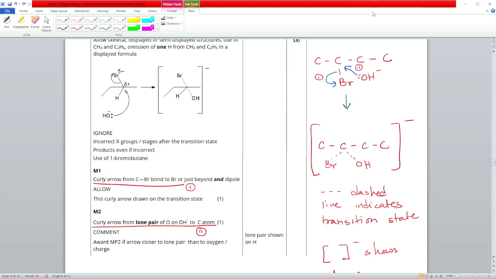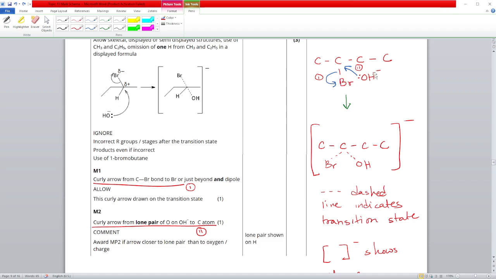So number 1 curly arrow is this one, where the carbon-bromine bond breaks, and the arrow goes from the covalent bond line in the middle to the bromine. Number 2 curly arrow is from the lone pair of your nucleophile, your OH minus, to the carbon.